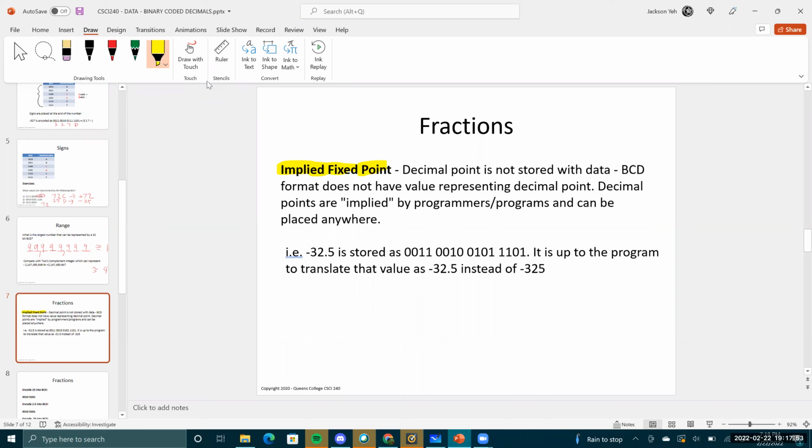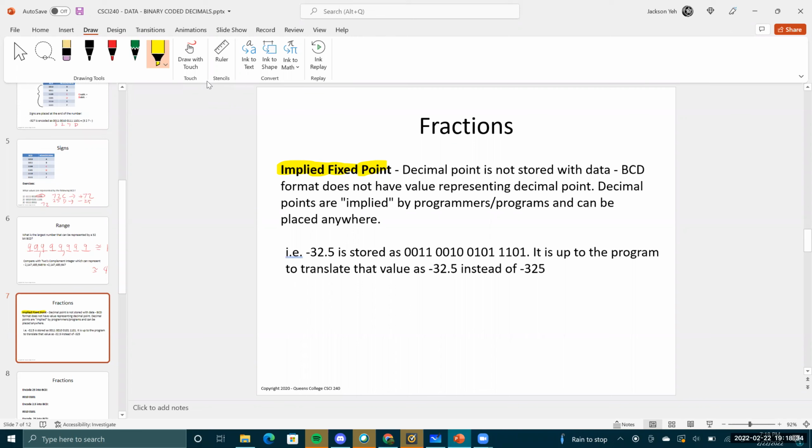So because of that, you can do what's called an implied fixed point, because there's no representation for the decimal point inside BCD. So if you have a fixed point that's always in the same place, then just like we talked about the hidden one when we talked about floats, when you encode this, the program that stores this information can say, okay, I am always going to put a decimal point in the same place, 2 places over, and it's going to be there. However, you're not going to see it inside the code because it's implied to be there.